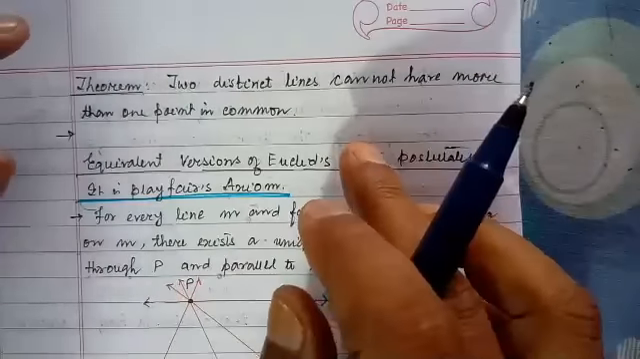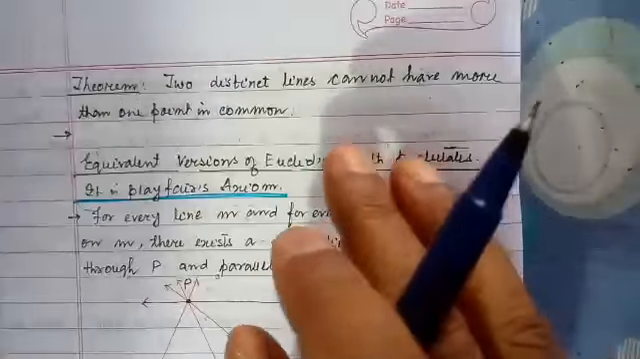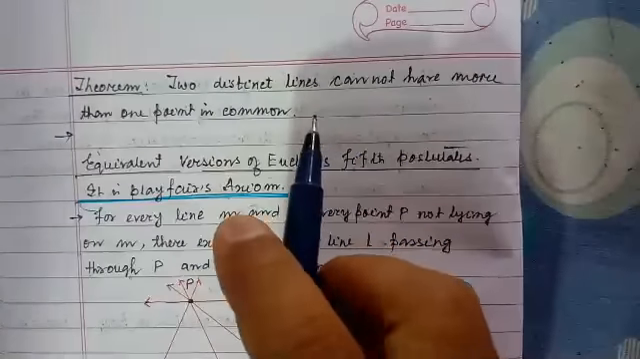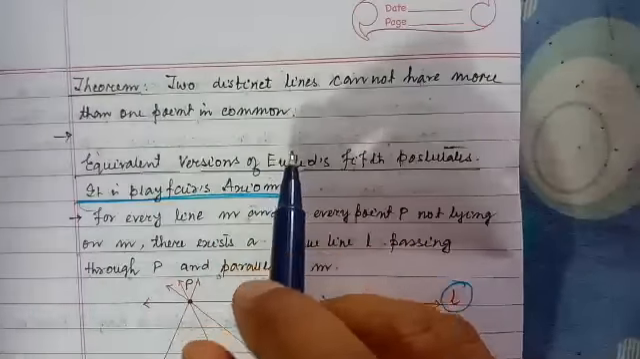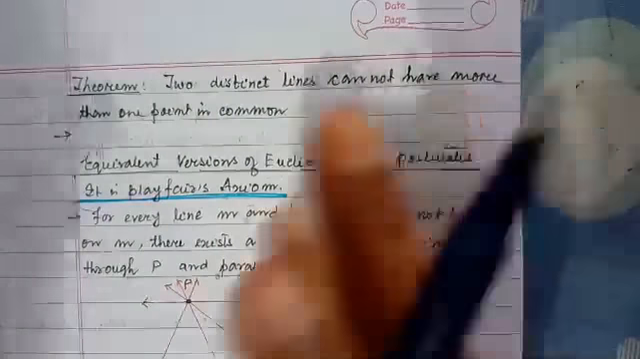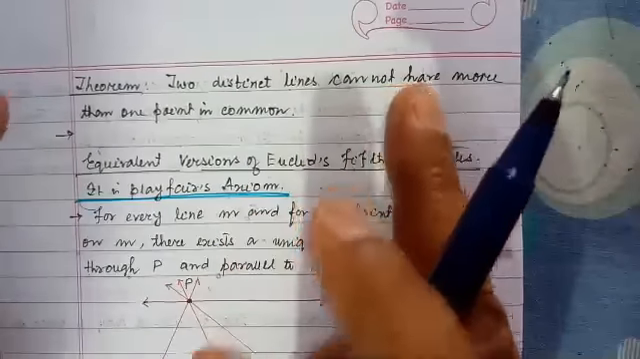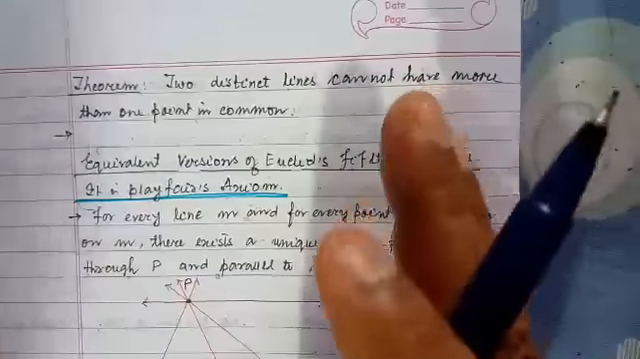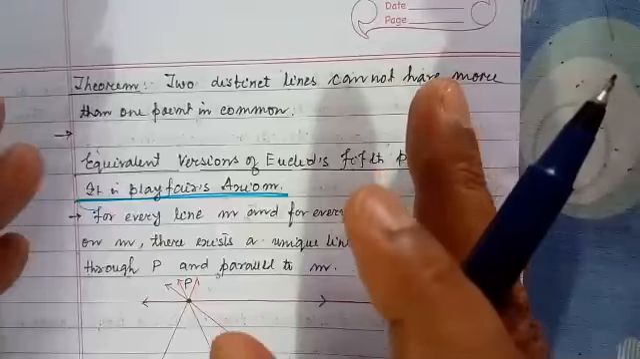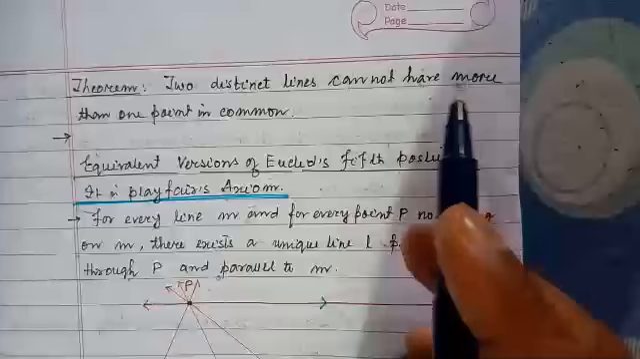So as this assumption contradicts Euclid's axiom, this is our wrong assumption, so we cannot assume that two straight lines can intersect at more than one point. So what we have learned is that two distinct straight lines can intersect at only one point.